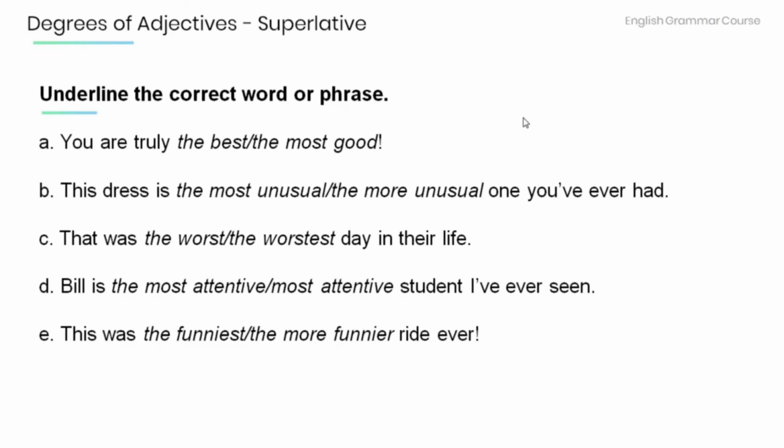And now, time for you to practice on your own. Read the following sentences and underline the correct word or phrase. A. You are truly the best, the most good. B. This dress is the most unusual, the more unusual one you've ever had. C. That was the worstest day in their life.